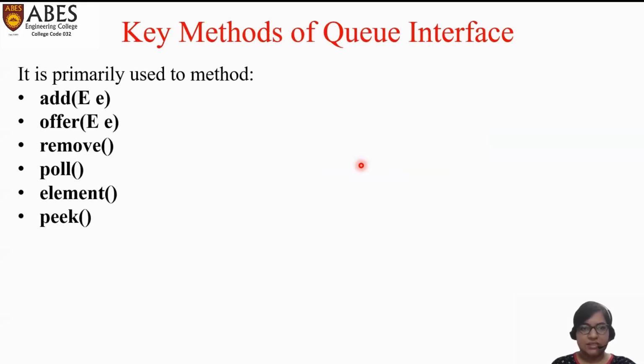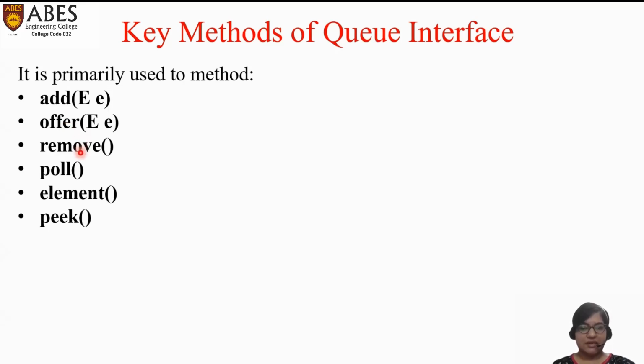Let's move forward and discuss some key methods of the queue interface. First we have the add method. The add method is used to add the specified element to the queue, and it throws an exception if the queue is full. Then we have the offer method. The offer method adds the specified element to the queue and returns true if successful and false if it's not successful.